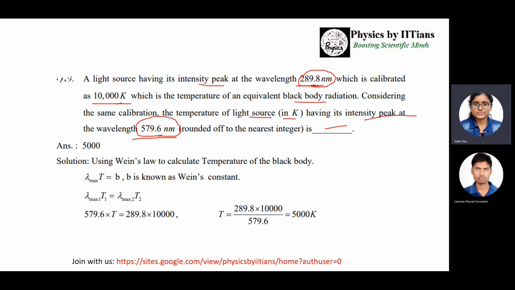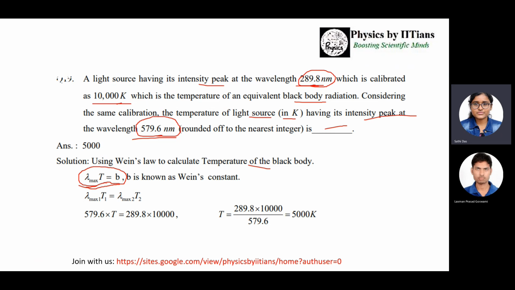So you know how to calculate the temperature of the black body. You have to follow Wien's condition, that is lambda max into T equals a constant, which is Wien's displacement law. So lambda max is the maximum wavelength value and T is the temperature of the corresponding black body.